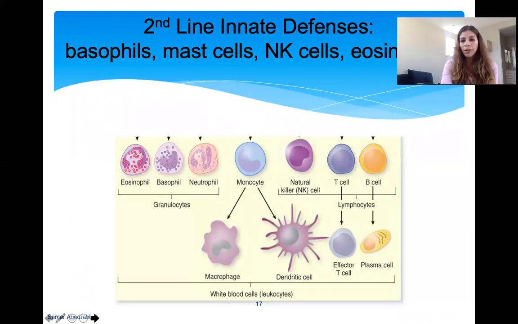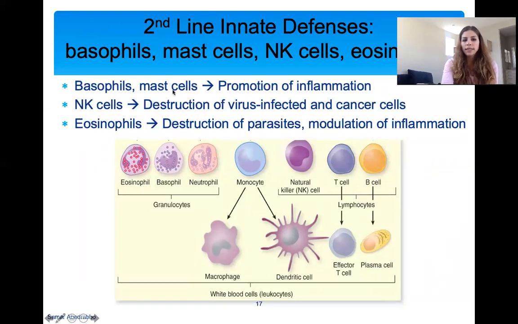You have a lot of other really important white blood cells that do other things. So basophils and mast cells are important in inflammation, which we'll talk about in the end. Natural killer cells are also a type of white blood cells that help destroy virally infected cells and tumor cells or cancer cells. And then eosinophils, you see them when someone has a worm infection or parasitic infection, the number of eosinophils goes up. They also help with inflammation.